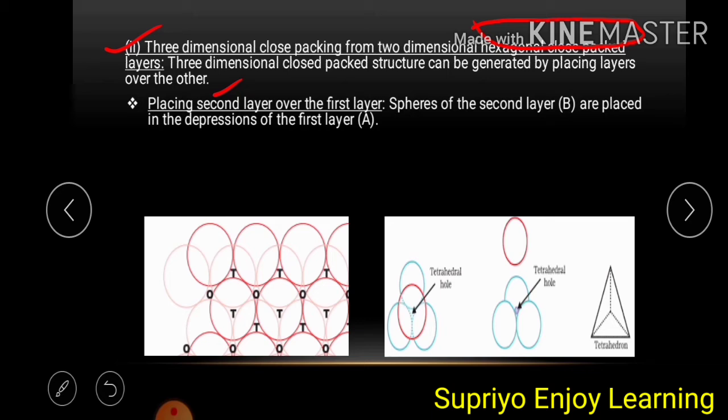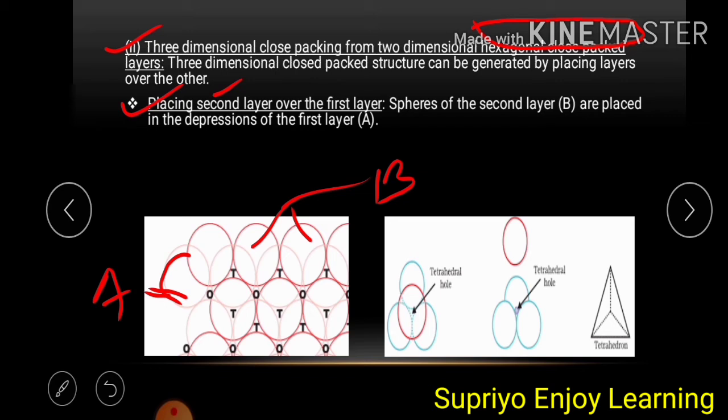Placing second layer over the first layer. Suppose this is the first layer of 2-dimensional hexagonal close packed structure, A-type, and this is the hexagonal close packed structure of second layer, B type.